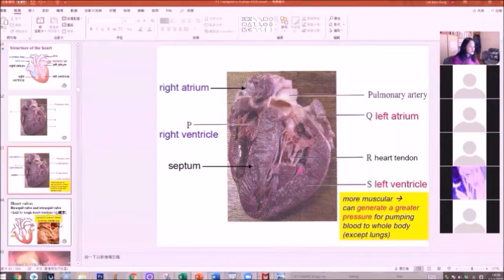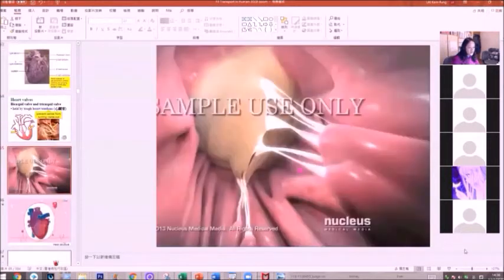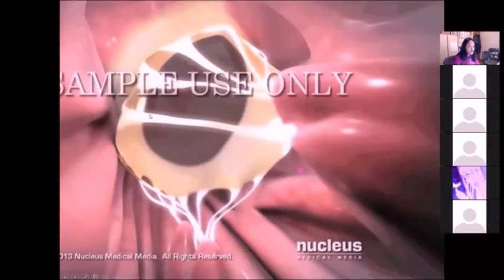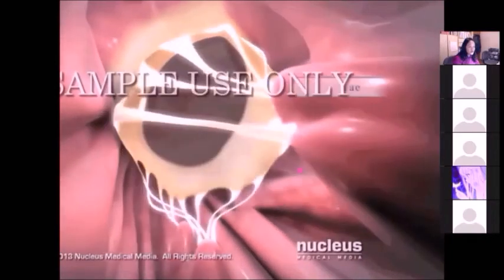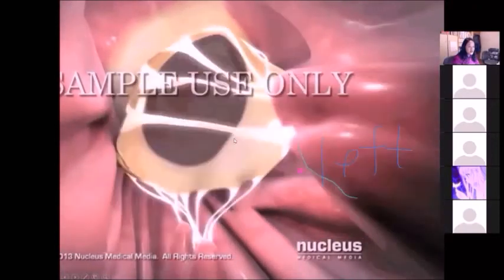And then we move on to the other structures. The heart tendon. These are the heart tendons. They prevent the valves from turning inside out. This one is the bicuspid valve. Which side is the bicuspid valve, left or right? Bicuspid valve, yes, left side. And then these are the heart tendons.